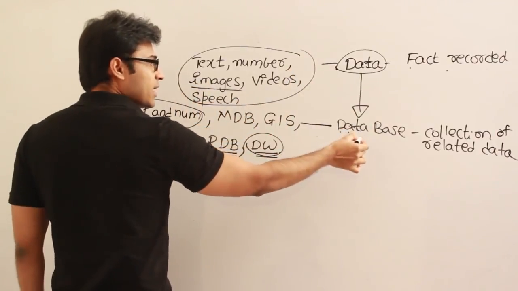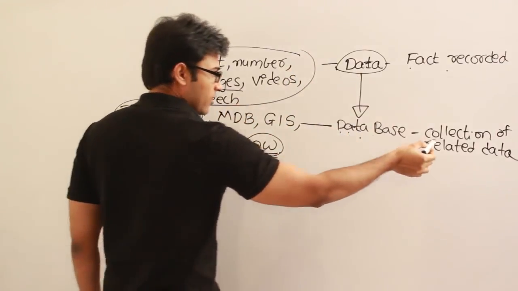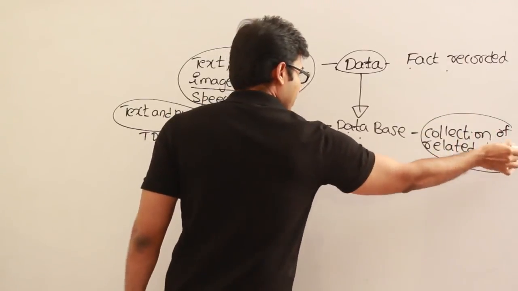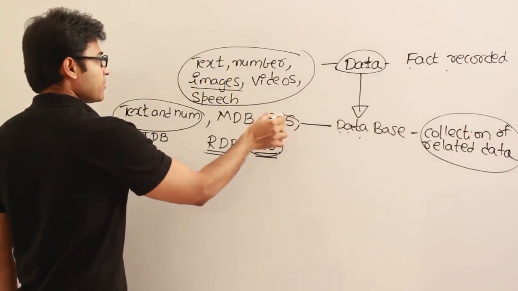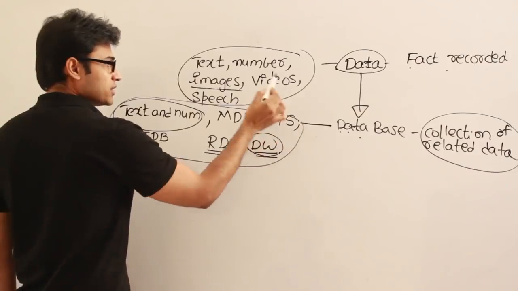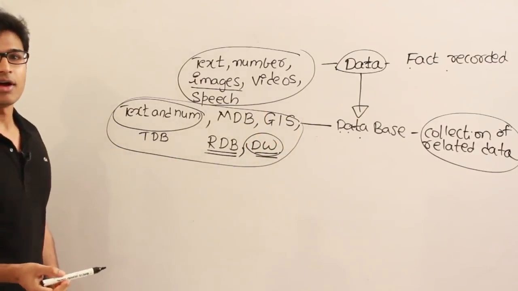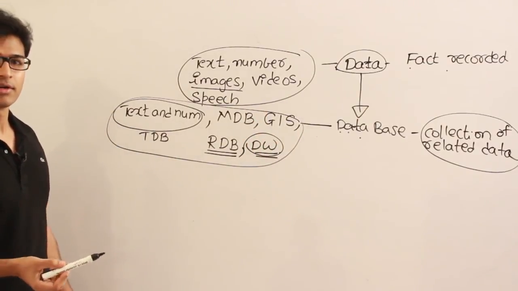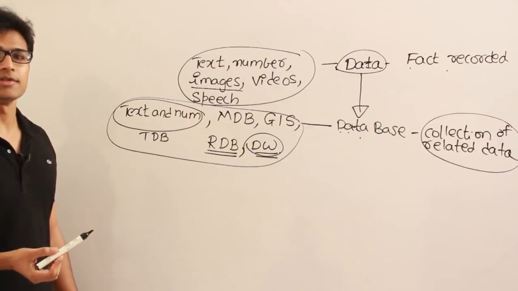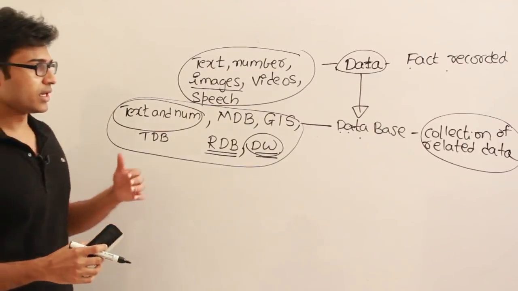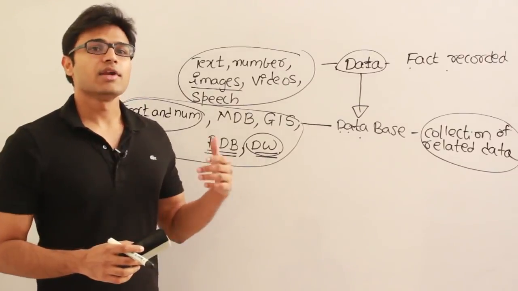And database means it is a collection of data which is related, right? For example, YouTube is having this multimedia database, or Vimeo is having multimedia database, and NASA is having GIS, Geographic Information System database. So which means they are going to have the data which is related to various things.